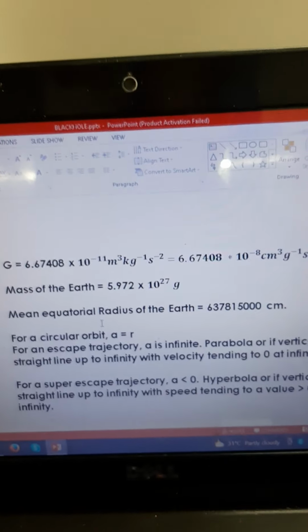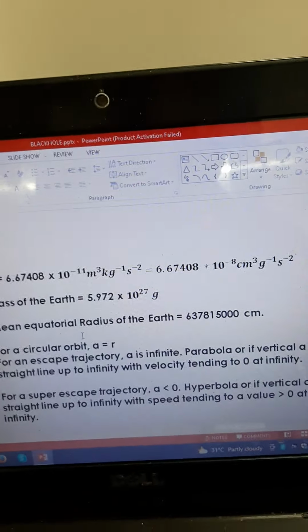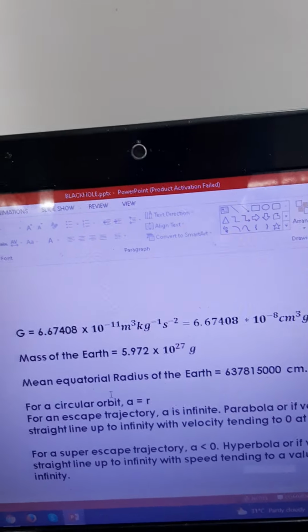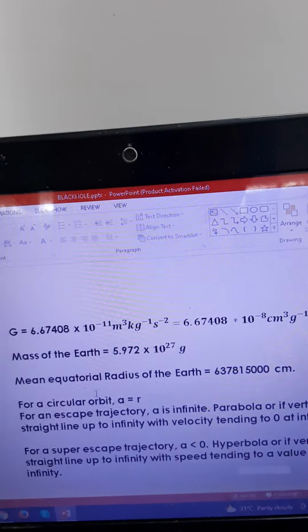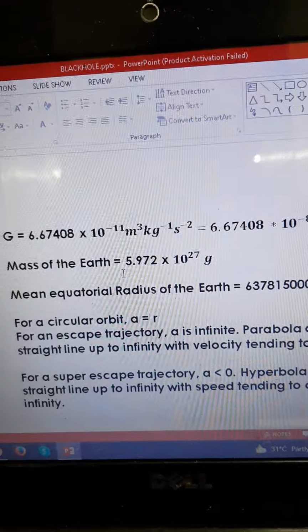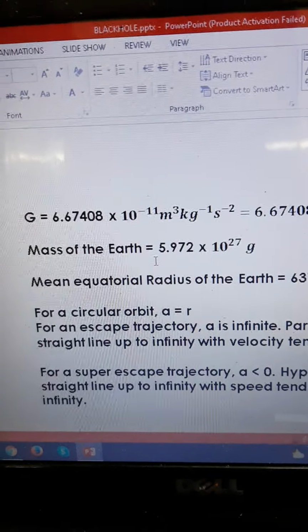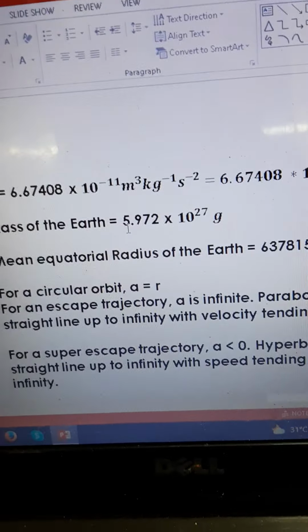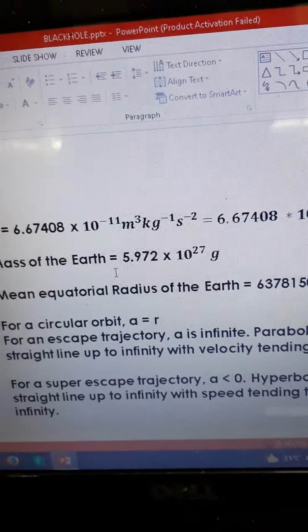For an escape trajectory, A, the semi-major axis, is infinite. It can be either a parabola or a vertical trajectory. If it comes from the side, it's a parabola. If it's a vertical trajectory, it goes right up to infinity with the velocity tending to 0 at infinity. If it's a super escape trajectory, that is the velocity is more than that required for escape, then it's a hyperbola or a straight line up to infinity with speed tending to a positive value at infinity.